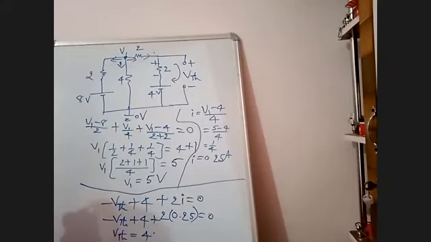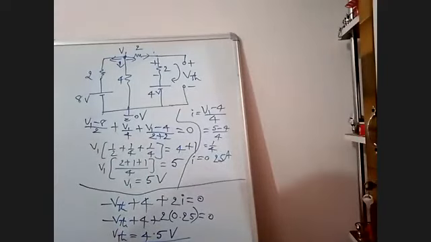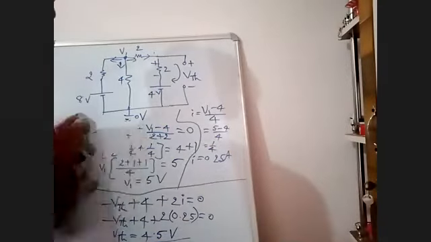2 into 0.5, how much? 4.5. This is the VTH. Now we have determined VTH. Then what do you have to determine next? RTH. For determining RTH, short all the voltage sources.